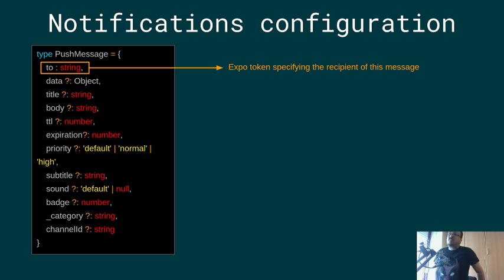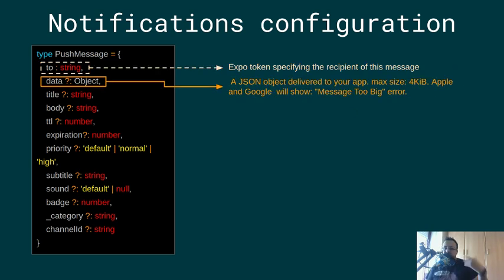Now we have a lot of information about what this notification can have. There are parameters: to, data, title, body, time to live, expiration, priority, subtitle, sound, badge, category, channel ID. So here you have all the parts you need. The to field is a string that represents the Expo token specifying the recipient of this message. The data is the JSON object delivered to our app. It needs to be a maximum of 4 kilobytes, because if not, Apple and Google will give your message a too-big error. So it's important to know that.